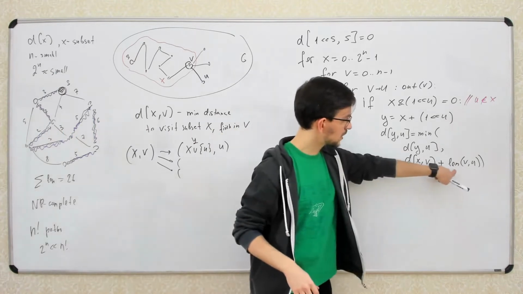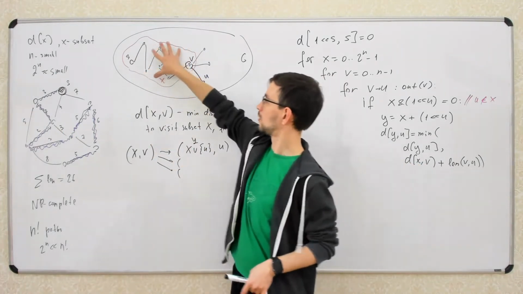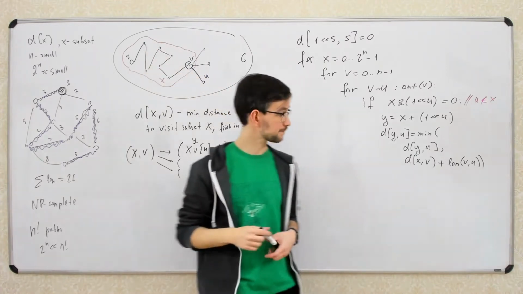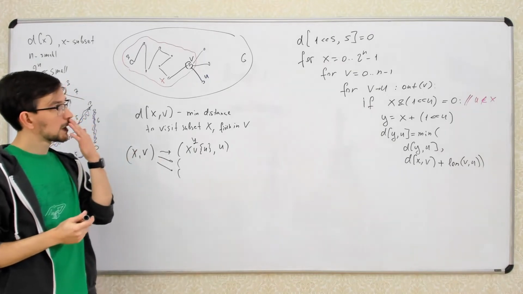So this is the length of this one edge. So the total length of this path will be all this length plus this edge. That's all, that's the whole code.